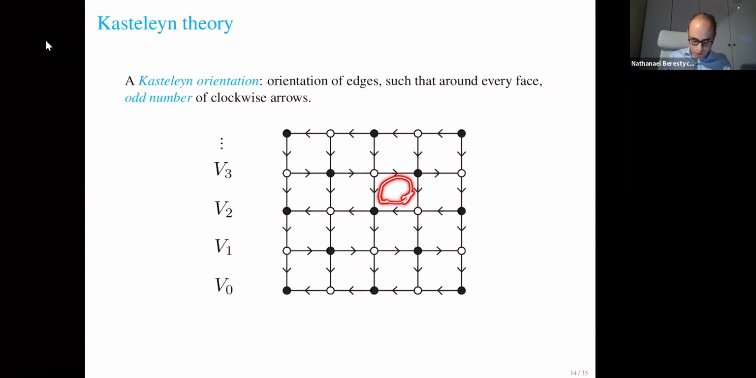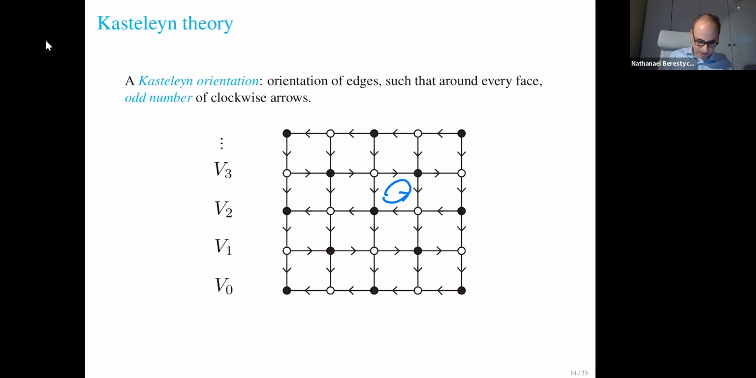What are the edges that go against me? There's this one, there is this one, and there is this one. So there are 3 edges that go in the opposite direction. Maybe I should leave something so that you can see. So the 3 edges that go against me are this one, this one, and this one. So this is odd. 3 is odd, so it satisfies the property.